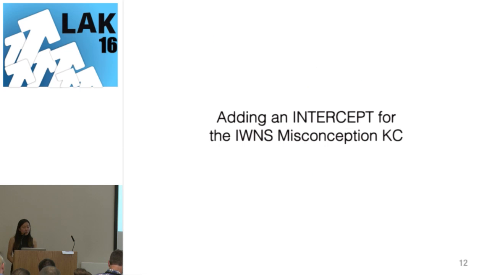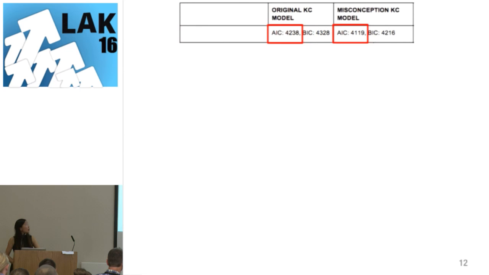All right, so first what we did was just added simply an additional intercept for this misconception KC. And you can see that right away, so we use AIC and BIC to assess model fit. They're essentially log likelihood with penalty for adding additional parameters. And you can see that the AIC fit, so lower is better in this case, improves with the addition of just an intercept for that misconception KC. And the BIC improves as well, and it has harsher penalties for additional parameters, so that's good.